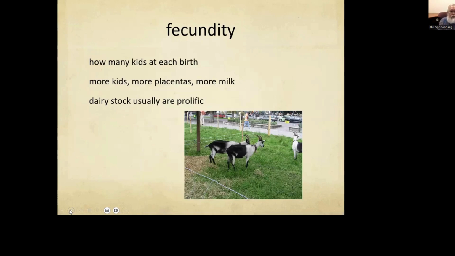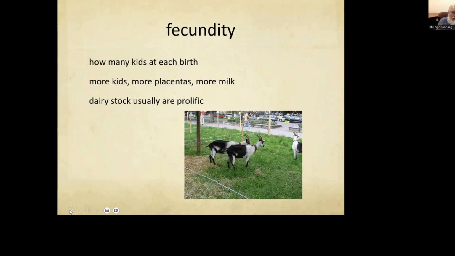Now, fecundity is kind of a special word, and it's basically how many kids are present at each birth. This gets to be important, especially in dairy goat breeding. More kids means more placentas, and the placentas actually have an influence on the subsequent lactation. That makes sense, because a doe that has one doesn't need as much milk as a doe that has two, doesn't need as much milk as a doe that has three. So each one of those placentas is actually contributing to milk production.